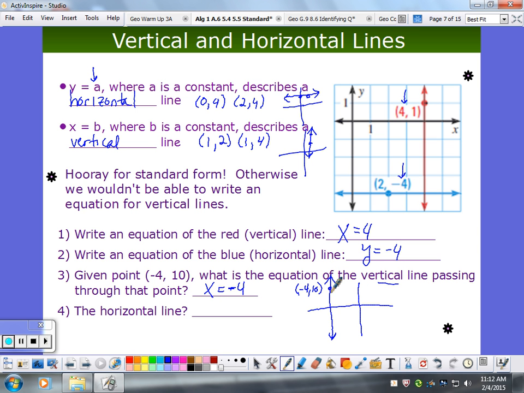The vertical is x equals, right? And it's -4. That's where it is. What's the equation of the horizontal line? So a question like this, as long as we can remember these two facts, is not hard at all. The vertical is the x equals, the horizontal is the y equals, and look what they are. x equals that, y equals that. Remember which one's horizontal and which one's vertical. Questions about that? No? Okay.